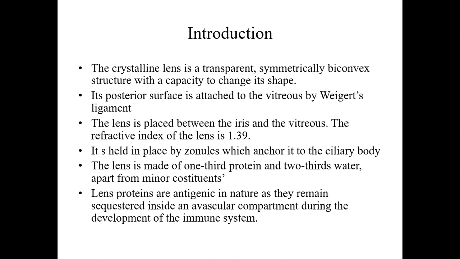Now I said that the lens is between the iris and the vitreous, and it is attached to the vitreous. The posterior surface is facing the vitreous, but it is hanging, and it has the zonules on both ends that hold it within the space, and those zonules are attached or anchored to the ciliary body.